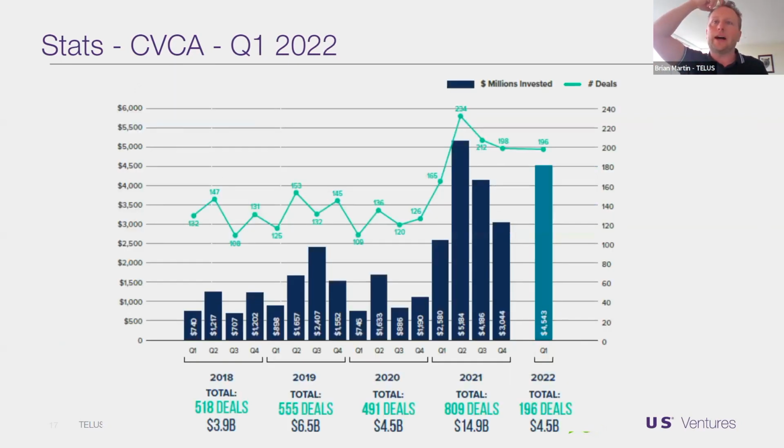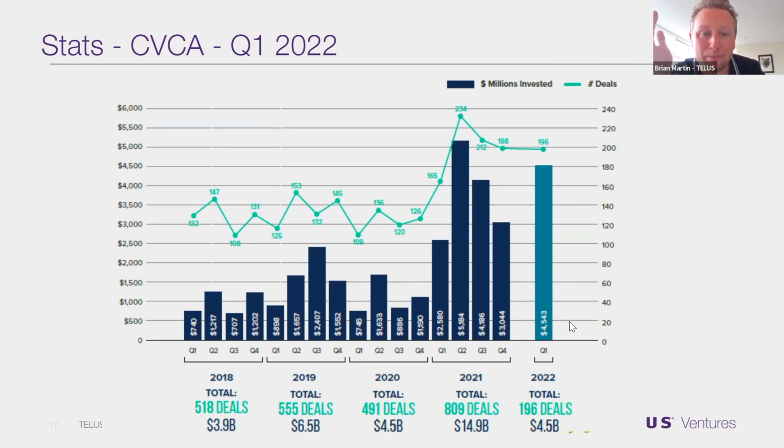So these are the stats for Q1. Does anyone want to provide any commentary on what they see in the slide and the trend over the last few years? You can unmute if you like. Just unmute and feel free. No one? Well, I'll just point it out.